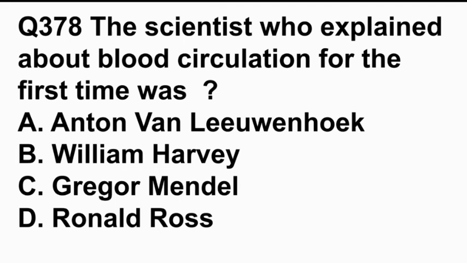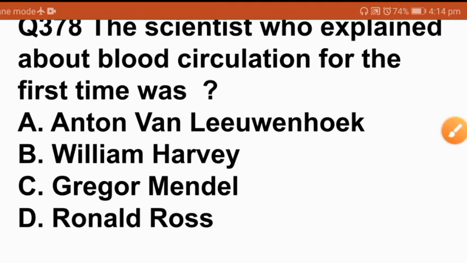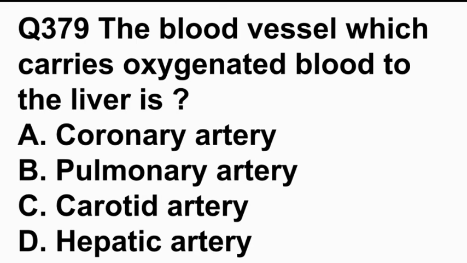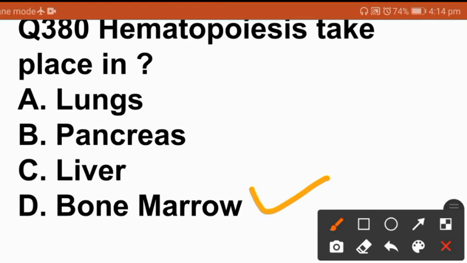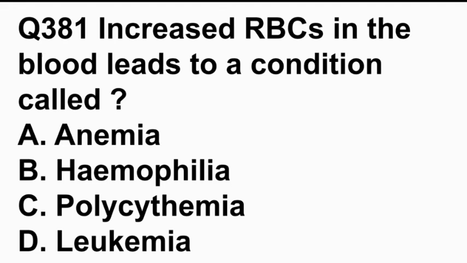The normal fasting blood sugar level per 100 ml of blood in man is C. 80 to 100 mg. The scientist who explained about blood circulation for the first time was B. William Harvey. The blood vessel which carries oxygenated blood to the liver is D. Hepatic artery. Hematopoiesis take place in D. Bone marrow. Increased RBCs in the blood leads to a condition called C. Polycythemia.